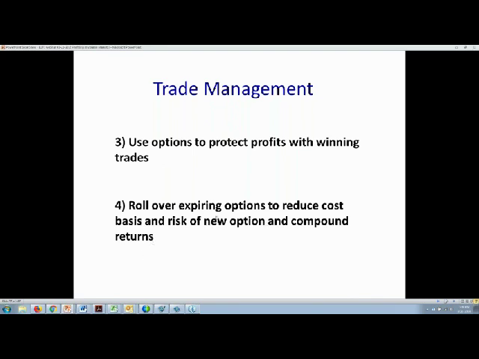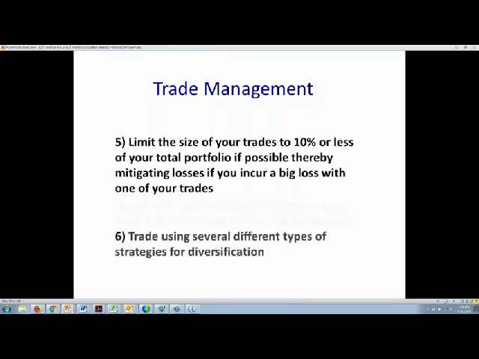So if the stock is still on a prime trade select buy signal at expiration, we'll roll it over, and that will reduce the cost basis of the new option. We also like to limit the size of our trades to 10% or less of the total portfolio, thereby mitigating losses if you incur a big loss with one of your trades.